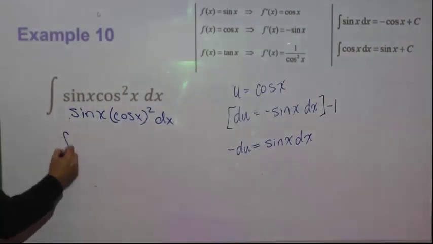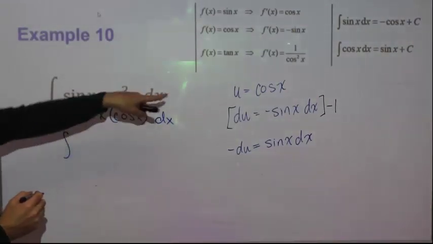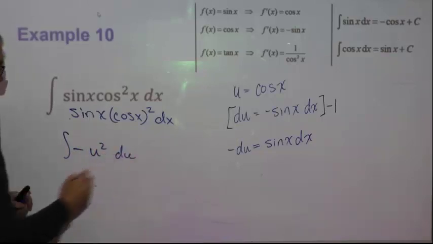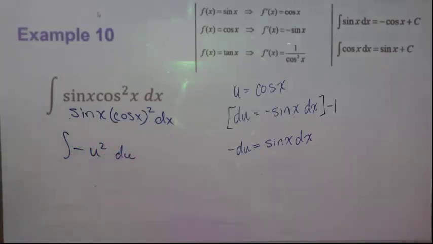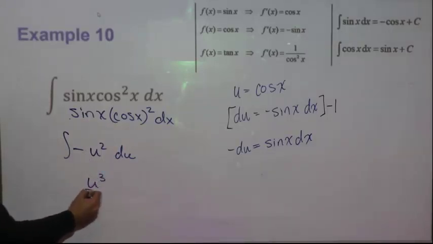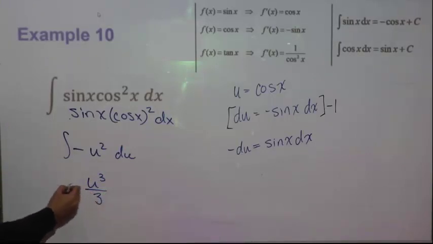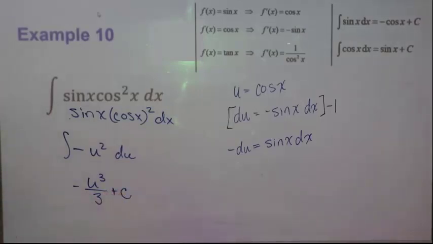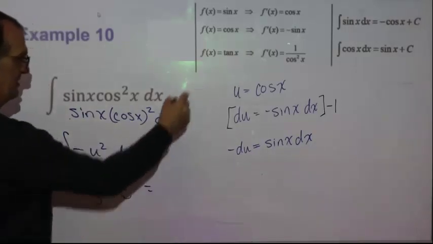And now my integral, again, realizing the cosine of x is u, this is really the negative, because of the du, u squared du. So at the moment, it's no longer a trig integral, but just a normal integral. Add 1, divide by the exponent, we still have the negative, plus c, where u happens to be the cosine of x.